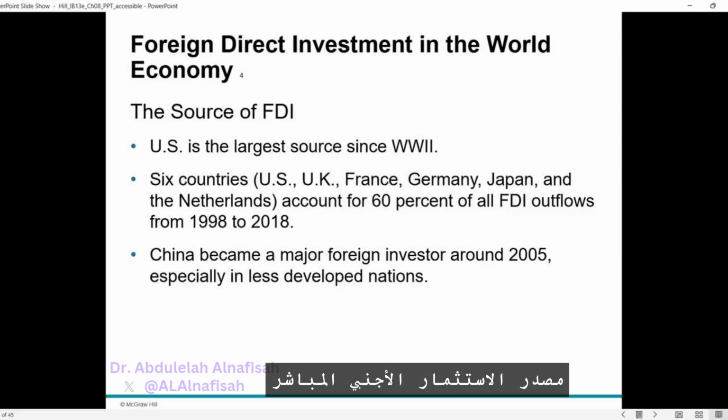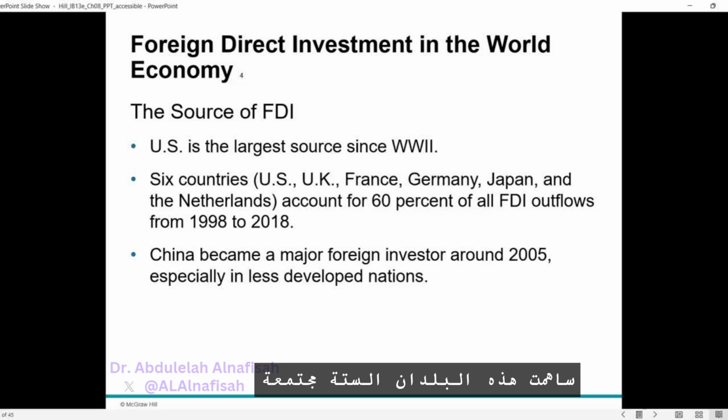Okay, the source of FDI. Since World War II, the United States has been the leading source of foreign direct investment, FDI, maintaining this position through the late 1990s and early 2000s. Other significant source countries include the United Kingdom, France, Germany, the Netherlands, and Japan.